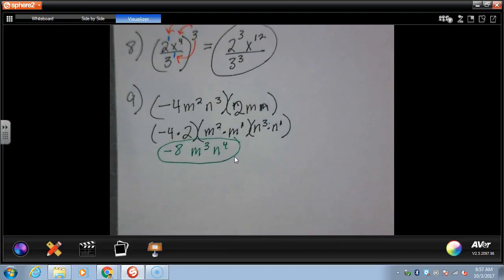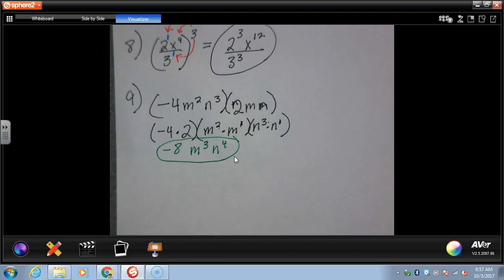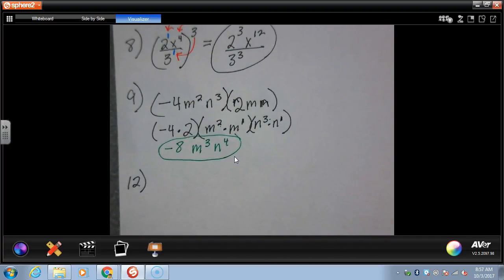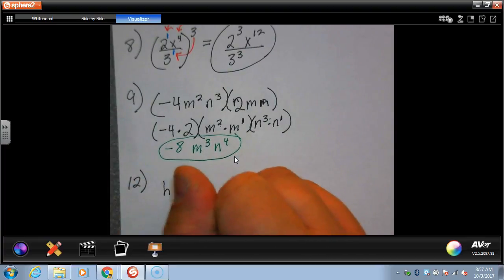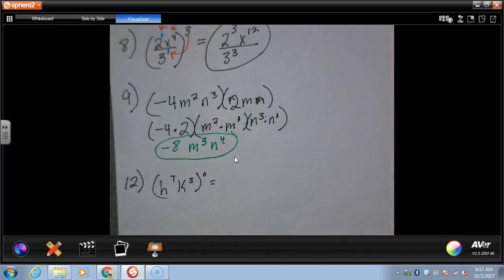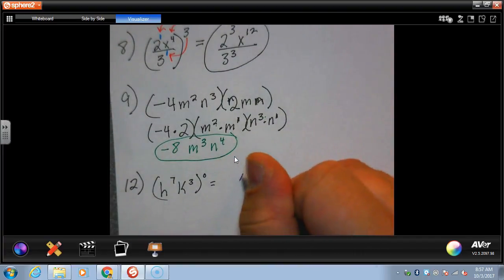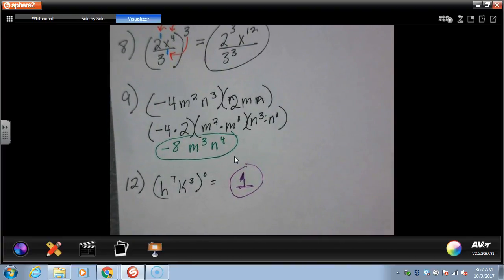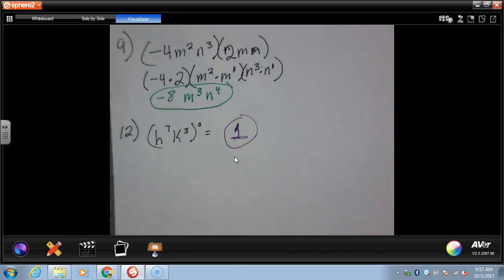All right, what else we got? 12. 8 seventh, a cubed, all raised to the 0. This one's easy. What is this? That's right, 1. Thank you. Questions, comments, concerns? Good. Number 13.